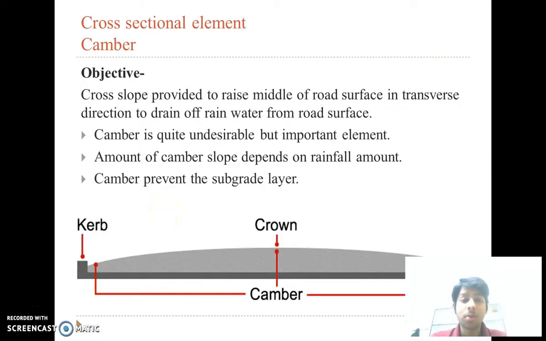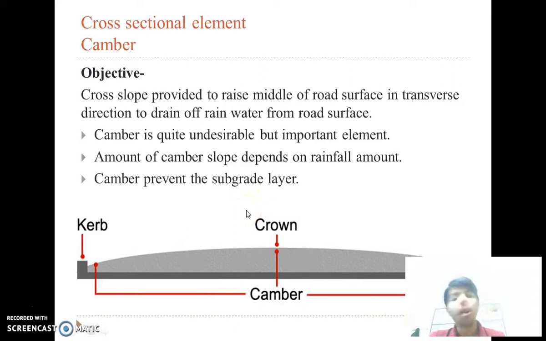Now guys, we will talk about the cross-sectional elements of a road. This is camber. Have you ever noticed the cross-section of a road is in this manner? The edges have less elevation and the center part has more elevation. The center part, the more elevated part, is known as the crown, and this whole thing is called camber.